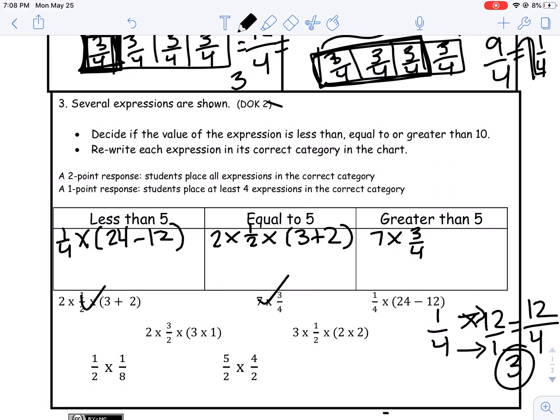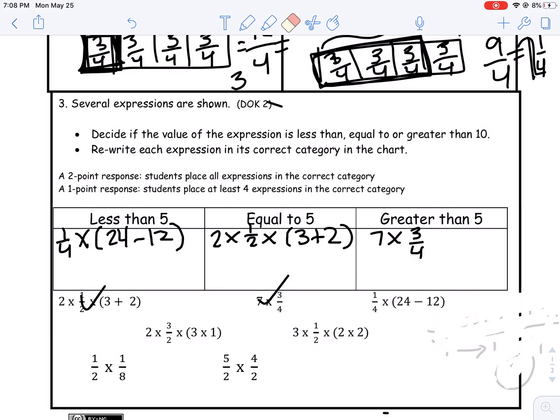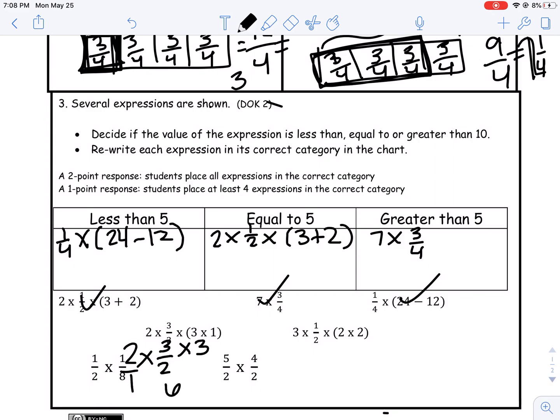Okay. So we're done with those 3. So we'll move on to some more. 2 times 3 halves times 3 times 1. Parentheses first for my order of operations. 3 times 1 equals 3. Okay, so I'm going to start in order. Now that we have just multiplication, we know we go from left to right. 2 times 3 equals 6. 2 times 1 equals 2.